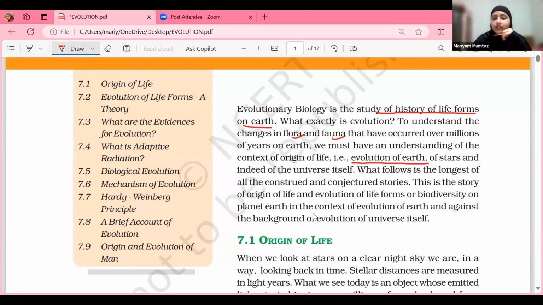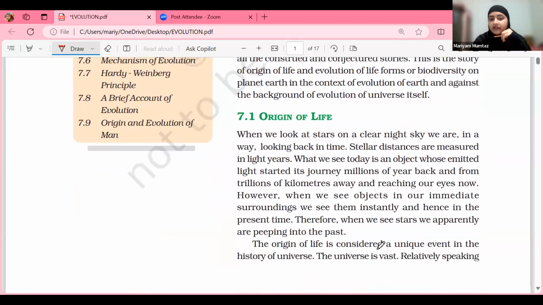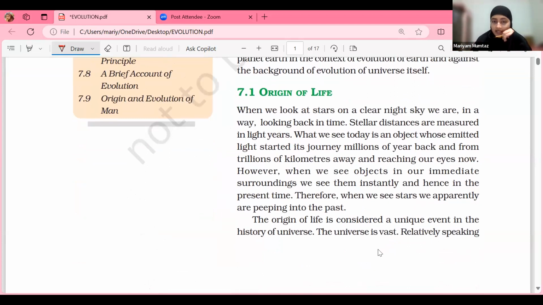Okay, now talking about the origin of life. So one thing here, they asked this, I don't know why, but stellar distances are measured in light years. Okay, meaning the galactic distances are measured in light years. Isn't that a physics question? Yeah, technically it's not, but it's the measurement that they are saying, and I've seen this in MCQs sometimes. So you should know that light years is how we measure the stellar distances.